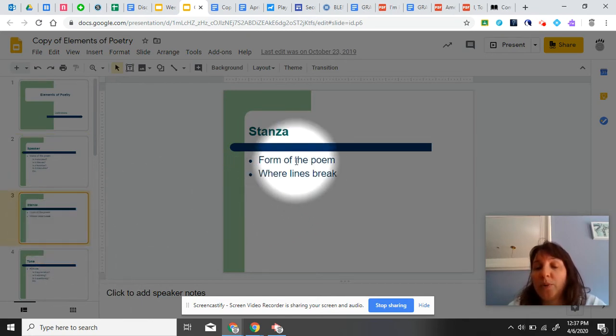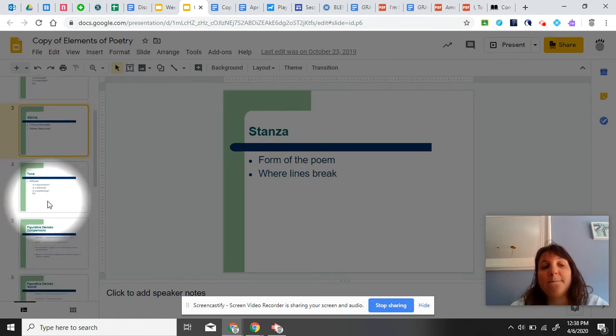Okay. All right. To move down next into stanza. Stanza is the form of the poem where the lines break. As you know, poetry looks a lot different than prose. In prose, you have the paragraphs, you have the indents and the lines, whereas there's a definitive structure to a poem, okay? And we'll get into structure in just a little bit here.